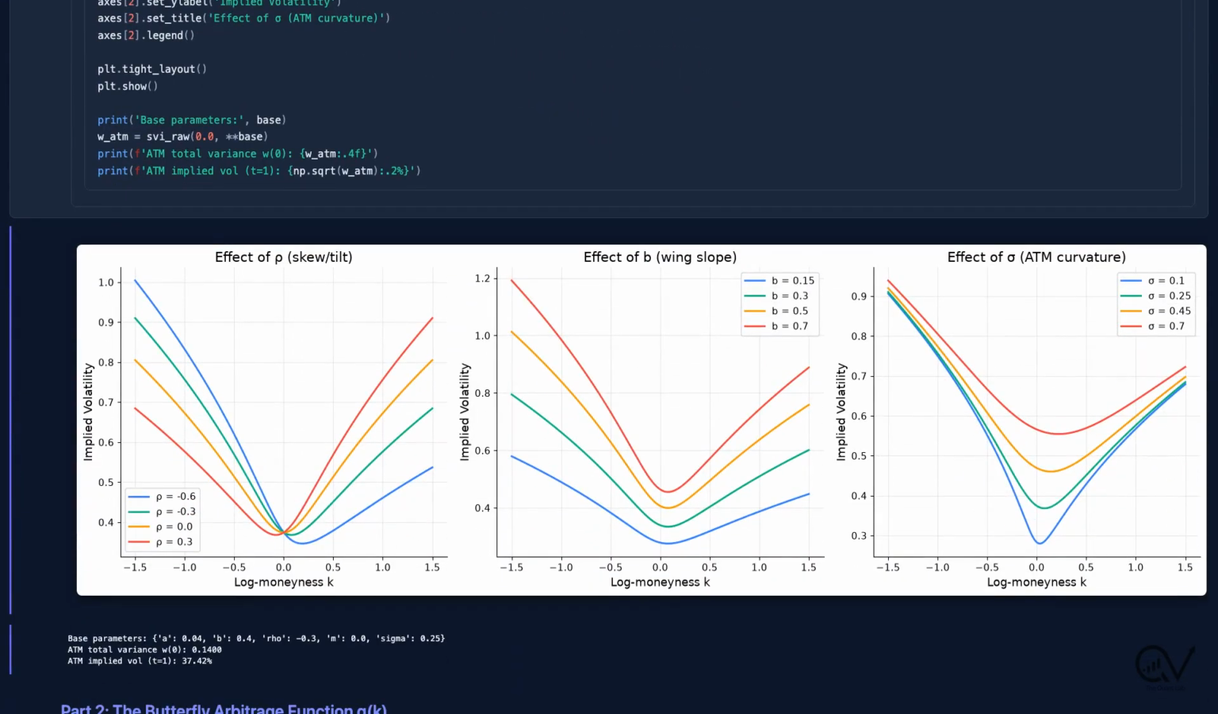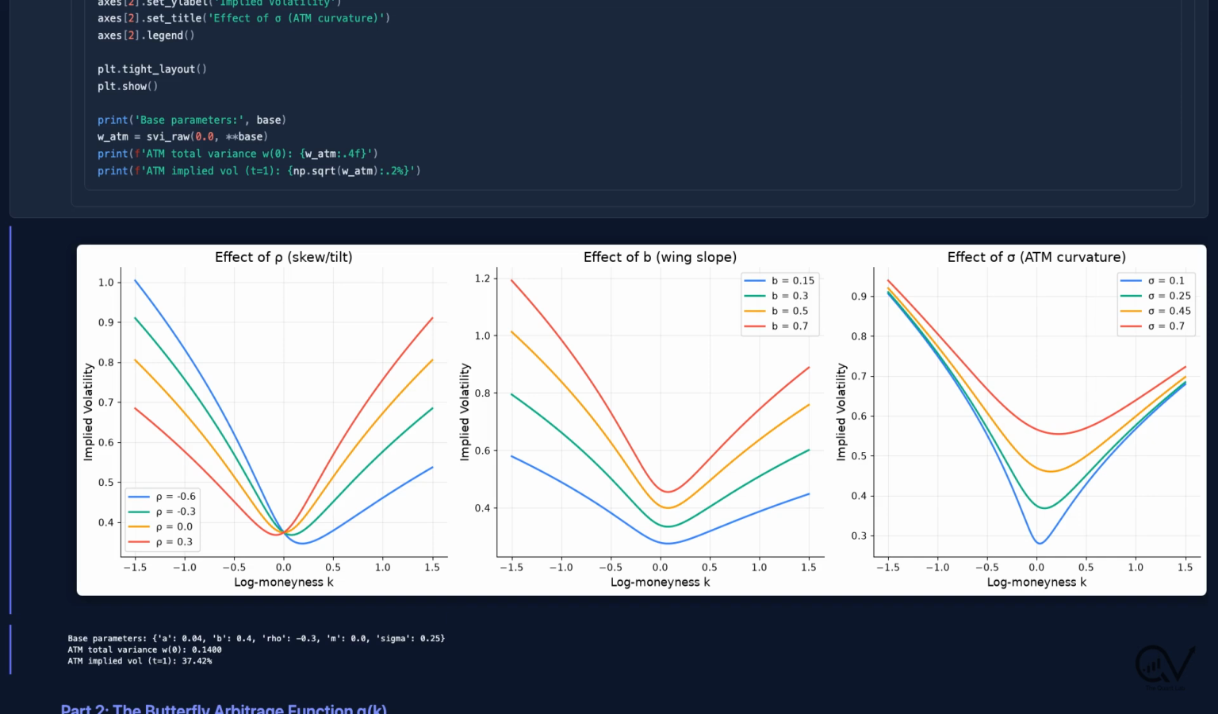The 3 panels show the parameter sensitivity of the raw SVI smile. The left panel varies rho, the skew parameter. Negative rho gives a downward sloping implied volatility curve, with higher vol at low strikes, which matches the equity skew observed after the 1987 crash. The center panel varies b, the wing slope. Higher b makes both wings steeper, which you see when implied vol is expected to be high across all strikes.